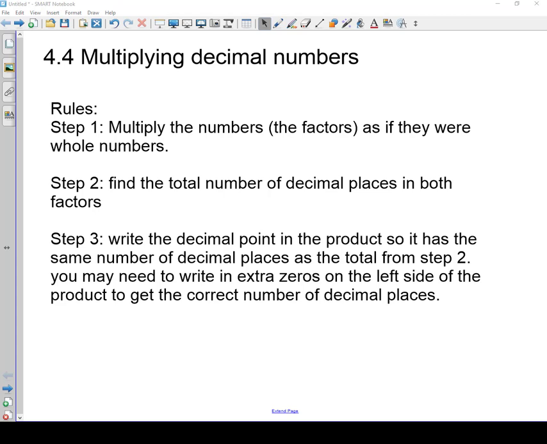You multiplied, you found an answer, so the product is your answer. And you're going to write your new decimal place in, which is the same number of decimal places that you added up from step 2. So here's an example.